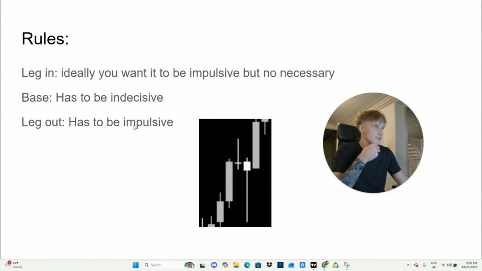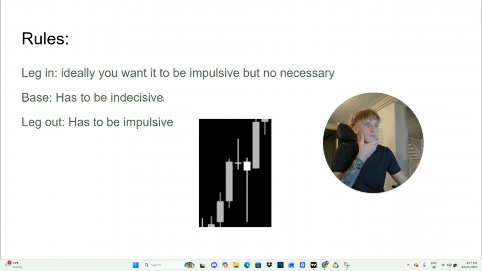Okay, so indecisive, I literally just mean the wick to body ratio: the wicks are much bigger than the body. Okay, it doesn't have to be a tiny, tiny body. That's not what an indecisive candle is. The wicks have to be proportionally bigger than the body itself. Okay.